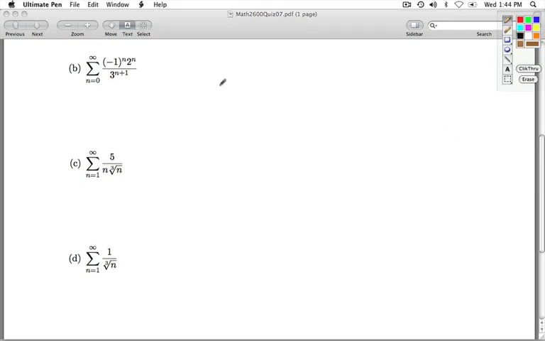Letter B. We have numbers to powers. That's an indication that it's in fact a geometric series. And in fact it is a geometric series. And we can prove that by taking a sub n plus 1 divided by a sub n. So replace n with n plus 1, and multiply that by the reciprocal of a sub n.